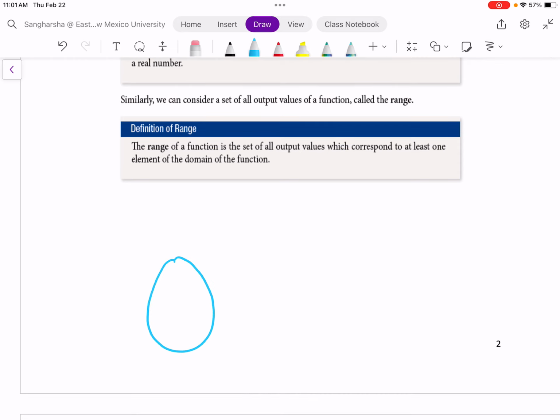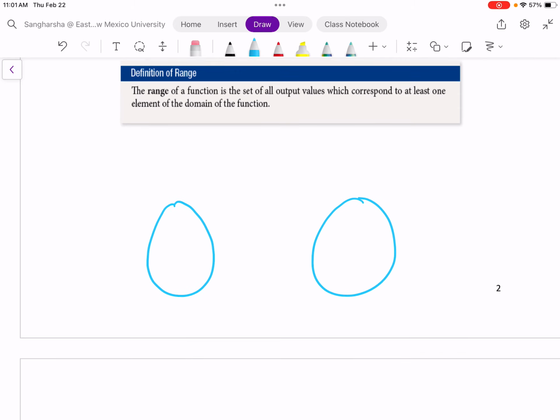So we have a set X. We have a set Y. Set X has some elements. Let's say we have A, B, C, and we have 1, 2, 3, and we are trying to find the relation between these two sets. And we have a function f between these two sets. If so, what do we need to have to be a function?